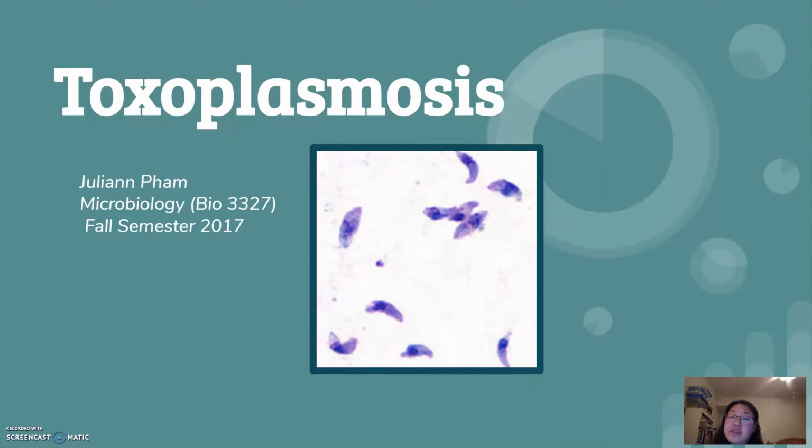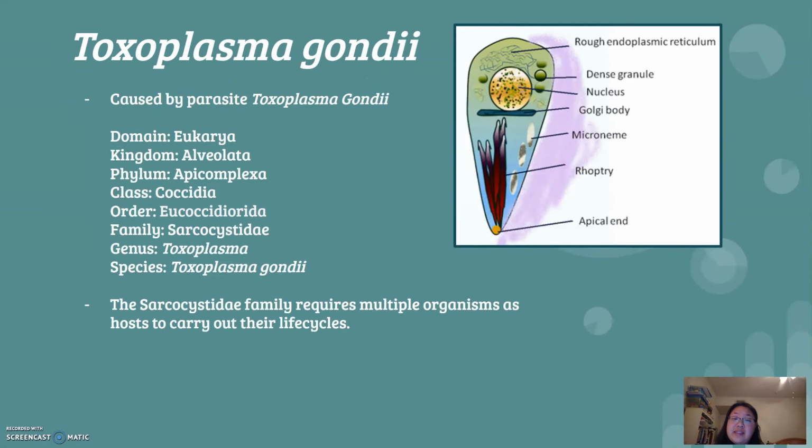Hello everybody, my name is Julian Pham, and for my microbiology report I'm going to talk about toxoplasmosis, which is a disease that comes from the parasite Toxoplasma gondii, and that's going to be a eukaryotic organism actually, from the Sarcocystidae family.